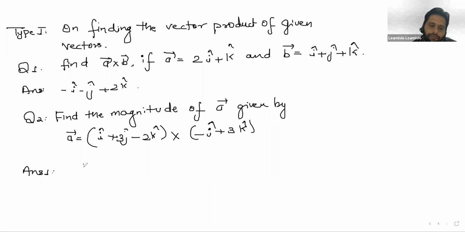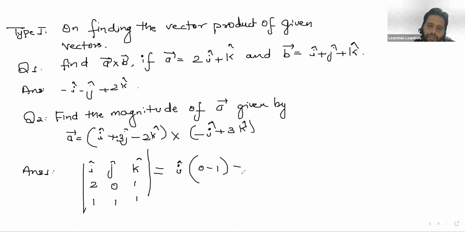So question 1, Saf, the same. I already told you this formula, i j k. Write this 2, 0, 1. And what is B? B is 1, 1, 1. First i cap: 0 minus 1. Then minus j cap: 2 minus 1. Plus k cap: 2 minus 0. So here you are getting minus i, 2 minus 1 minus j.